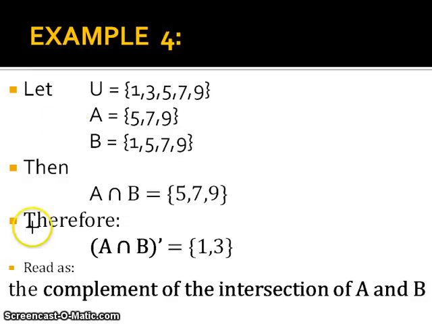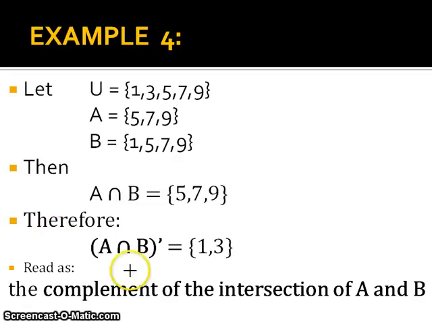Now let us have example number 4. We have the universal set U containing 1, 3, 5, 7, and 9. Set A has 5, 7, and 9. B has the elements 1, 5, 7, and 9. So we have to get the intersection of A and B. We have to look here for their common elements. We can see that they have 5, 7, and 9 as their common elements.